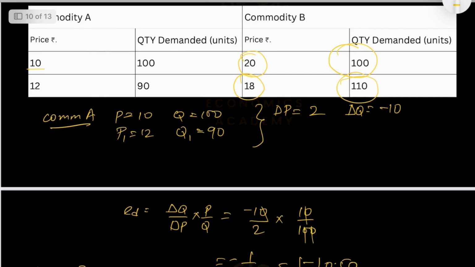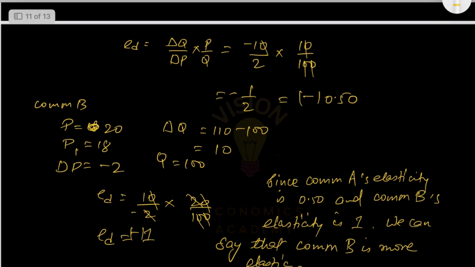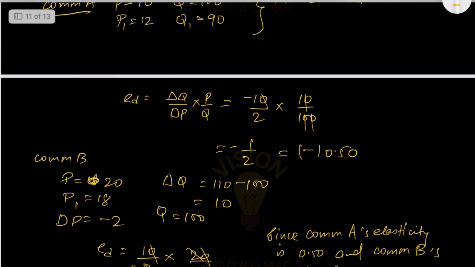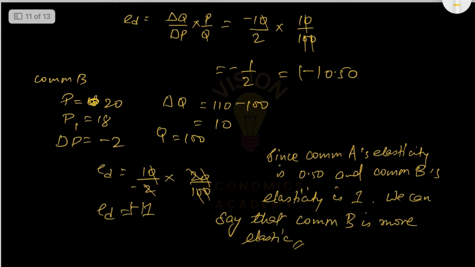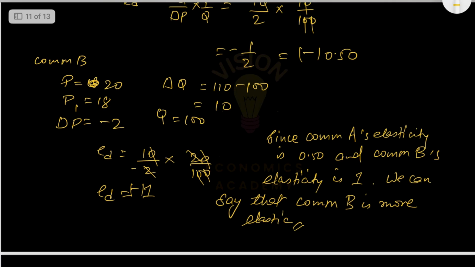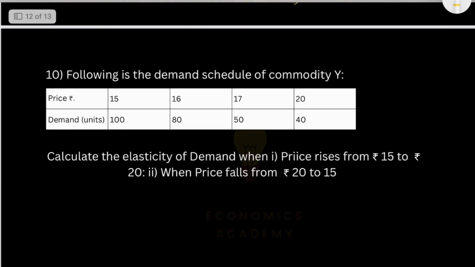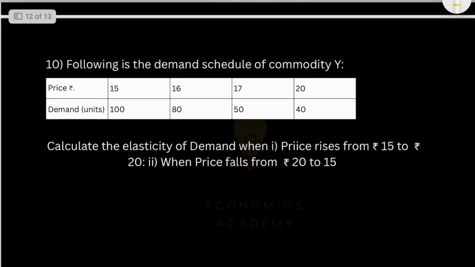So we have taken down the elasticity of demand of both commodity A and commodity B, and we have found out that A was inelastic and B was unitary elastic. So as compared to commodity A, commodity B is more elastic. Now, the final question of this segment is question number 10. Okay, we'll have more questions of different types in these practicals, but this is the last of this kind.